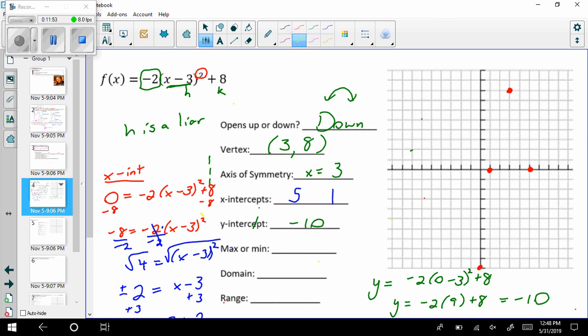What might also be helpful, let's draw in the axis of symmetry. So it's a vertical line going right through the vertex. And when we draw in the parabola, it should be a mirror image on either side. So I'm going to draw it in.